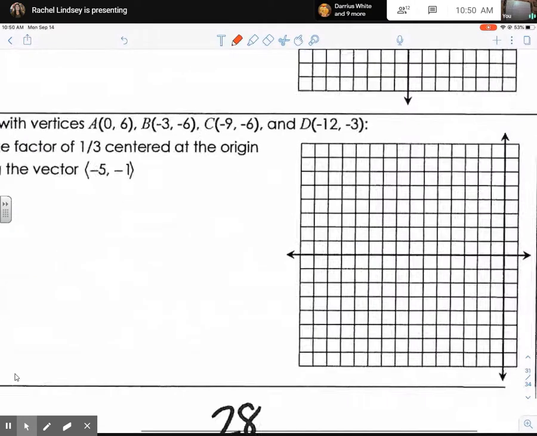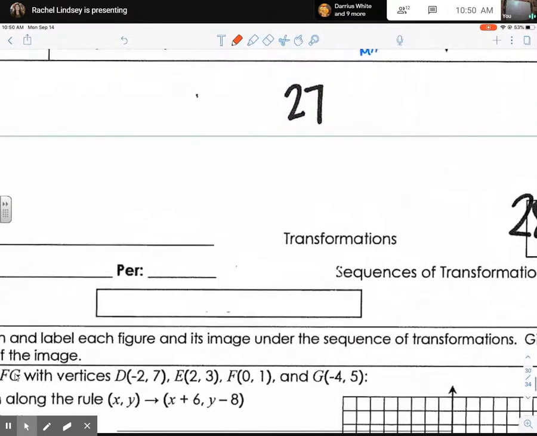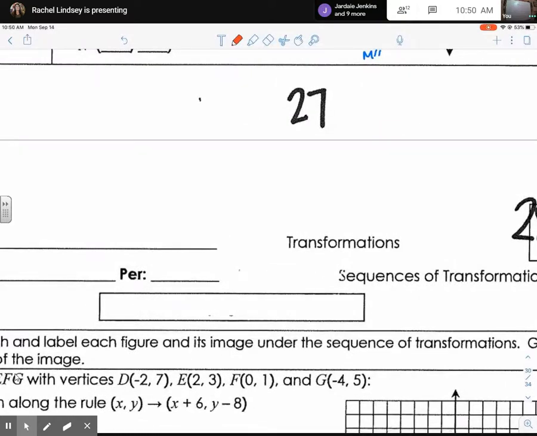So if I look at page 27, page 28 and 29 are just extra practice. On that page 5 and 6, you can't do those because they're centered around different points other than the origin, and we did not do those. Alright, looking at page 30.